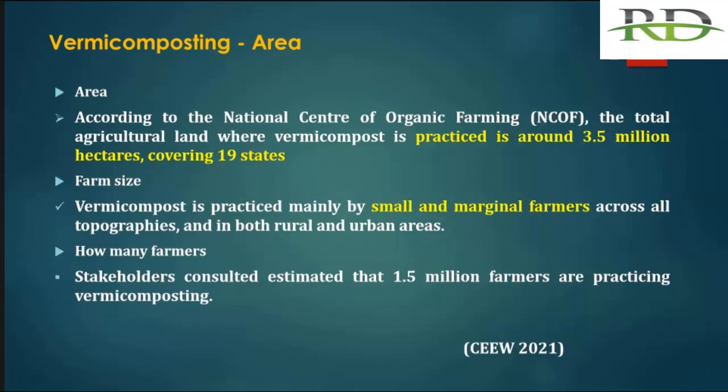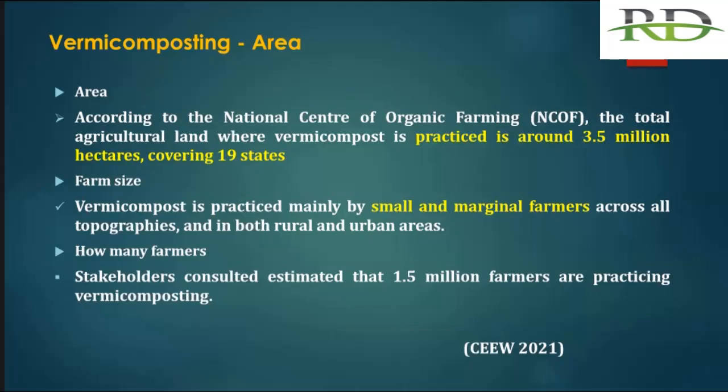At what farm size is vermicomposting practiced? According to some stakeholder consultations, vermicompost is practiced mainly by small and marginal farmers in all topographies, in both rural as well as urban areas. Why do large landholding farmers not use it? Because they are less convinced about vermicompost, due to the quick results given by chemical fertilizer in terms of crop yield and nutrients. That is why the small and marginal farmers are using vermicompost these days.